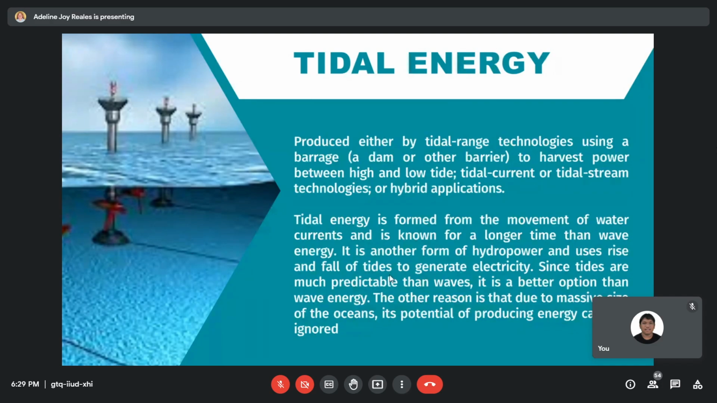Since tides are much more predictable than waves, it is a better option than wave energy. The other reason is that due to the massive size of the oceans, its potential of producing energy can't be ignored. So the tidal energy is not that popular, but it's taking the world by storm. The biggest tidal power station in the world is in France, and it produces about 240 megawatts of power annually and has capacity to power 240,000 homes. Next po.